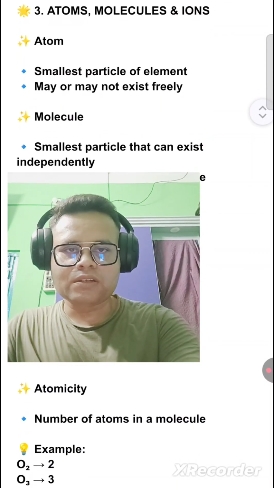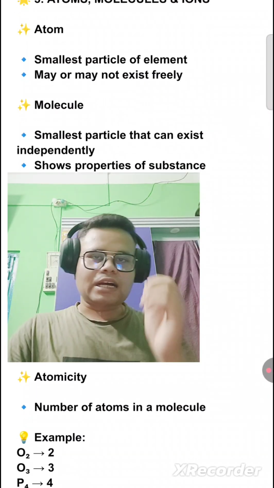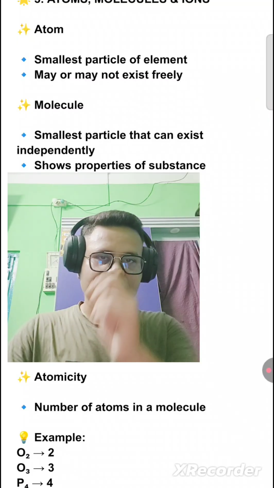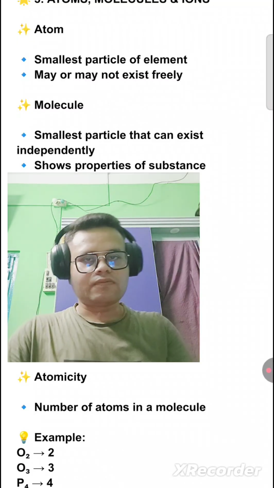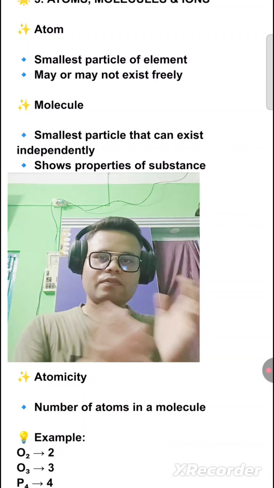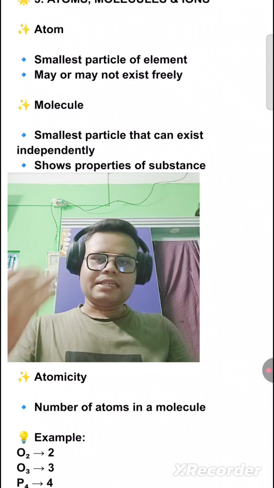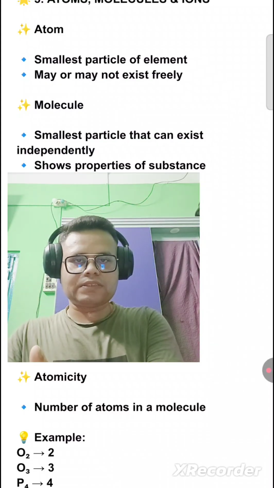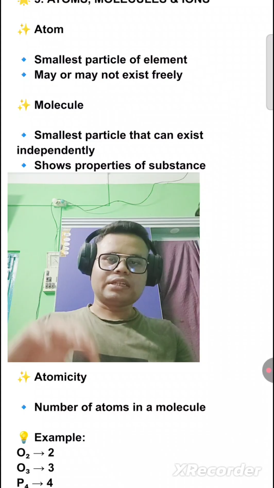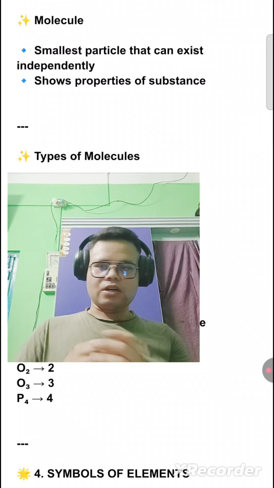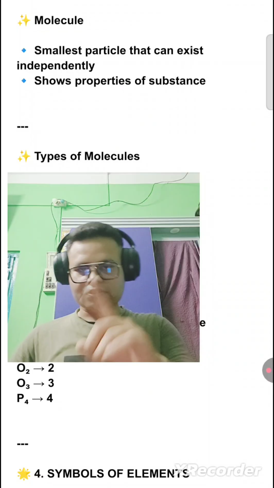Next, atoms, molecules, and ions. An atom is the smallest particle of an element, and it may or may not exist freely. That comes under atoms. But in the case of molecules, how are they differentiated from each other?